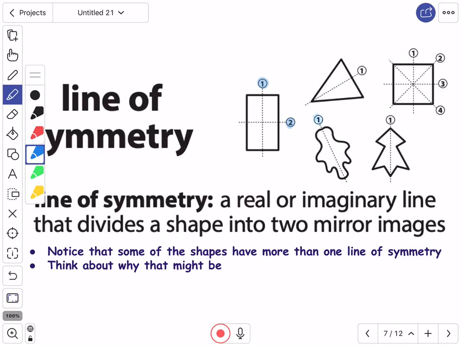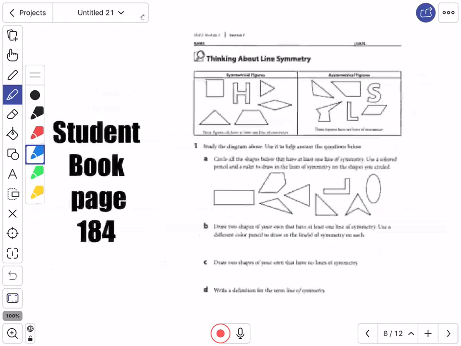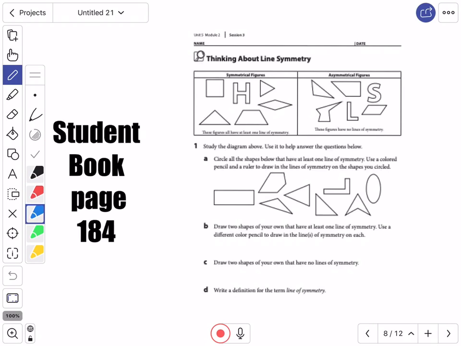Okay, so a line of symmetry. A line of symmetry, a real or imaginary line that divides a shape into two mirror images. So this rectangle, you can see that it has two lines of symmetry. This silly blob shape right here only has one, meaning I can only cut it in half two ways where it's going to mirror image each other. Same with this one. This one only has one, and then this one has 1, 2, 3, 4 lines of symmetry. You will notice that some shapes have more than one line of symmetry. Think about why that might be.